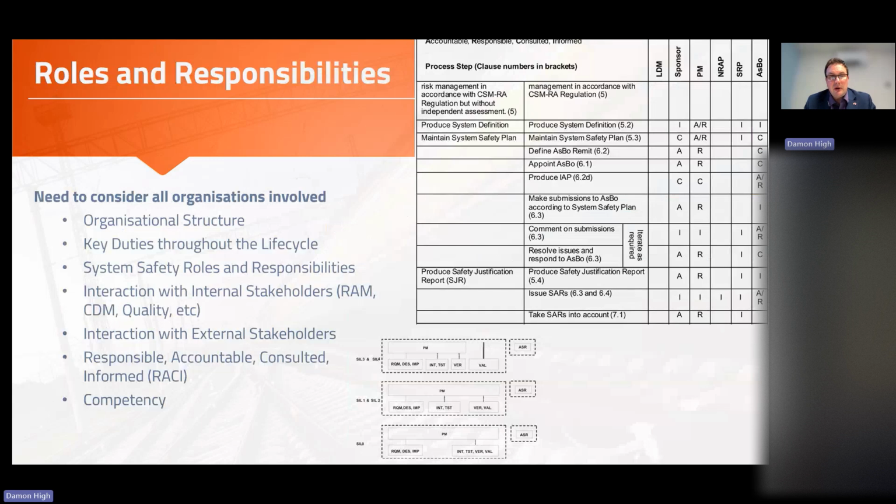So then we start thinking about roles and responsibilities. So who has those roles and various responsibilities for helping to demonstrate and manage this safety assurance process through the project? So in terms of the types of things that we want to be thinking about in this section, it's things like the organizational structure. Actually, it's what organizations are involved in the process.